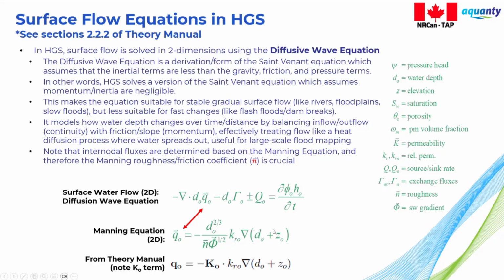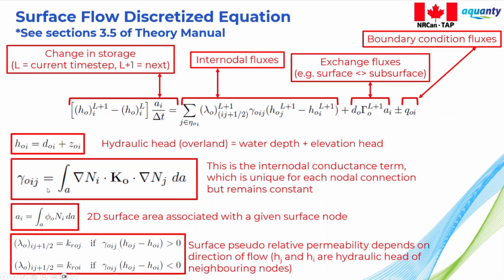In terms of the diffusion wave equation, the internodal flux component here, Q naught, there's an important component in here, which is the N term, Manning's friction coefficient. This is one of the critical parameters that will impact surface flow rates in a HydroGeoSphere model. We'll take a closer look at model parameters and how they're applied to your model a little later on. Again, we have our discretized equations here, but I'll just refer you to the theory manual so you can see section 3.5 here.